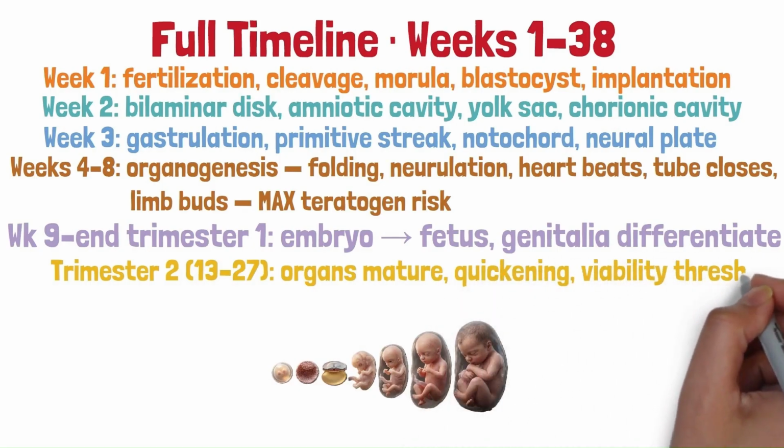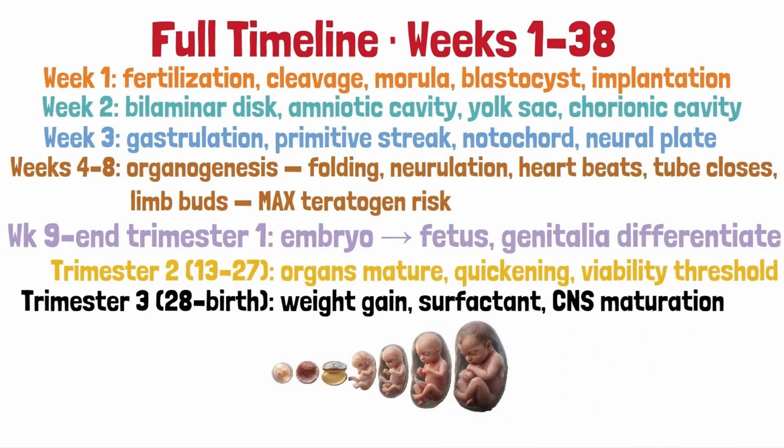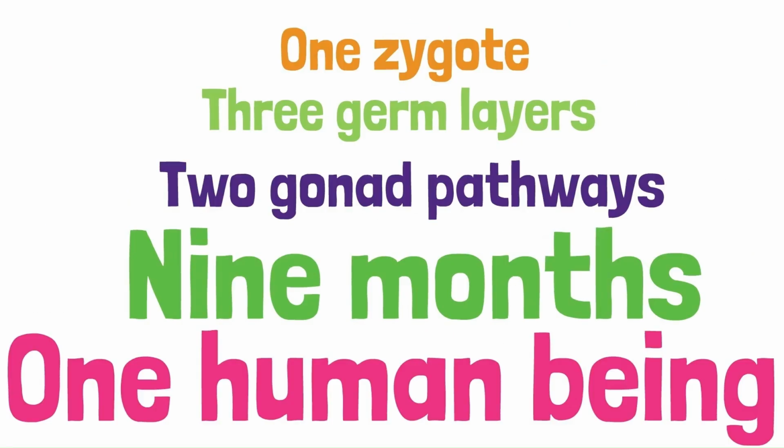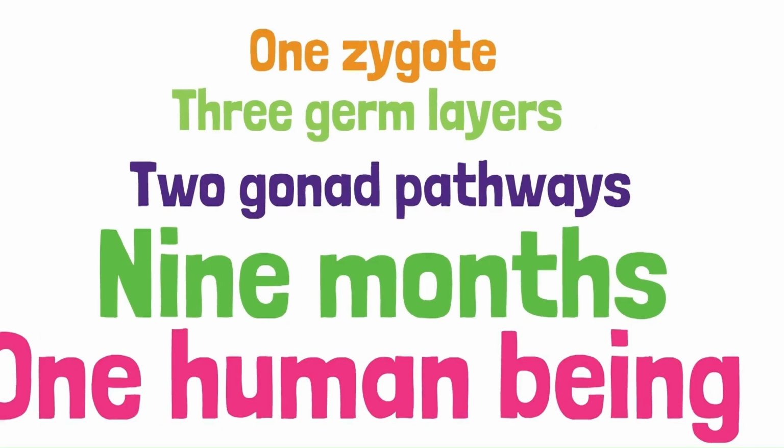From one cell to a newborn, that's the entire journey. One zygote, 3 germ layers, 2 gonad pathways, 9 months, 1 human being. That's the embryology. Memorize the timeline, know your teratogens, and the rest falls into place.